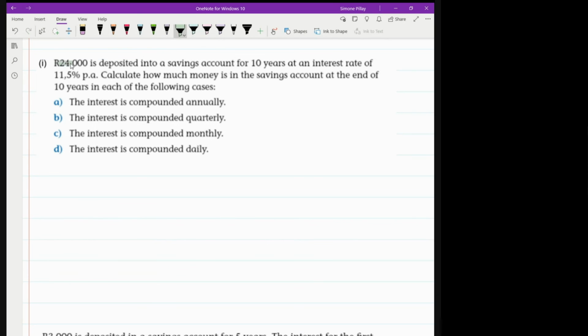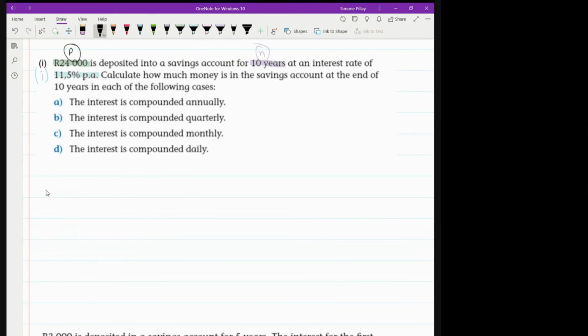They said we have 24,000 Rand that's deposited, immediately, that's my P value, into a savings account for 10 years. Immediately, that's my N value, at an interest rate of 11.5% per annum, that's going to be my I. Then they ask us to calculate how much money is in the savings account at the end of 10 years in each of the following cases if the interest is compounded annually, quarterly, monthly, and daily.